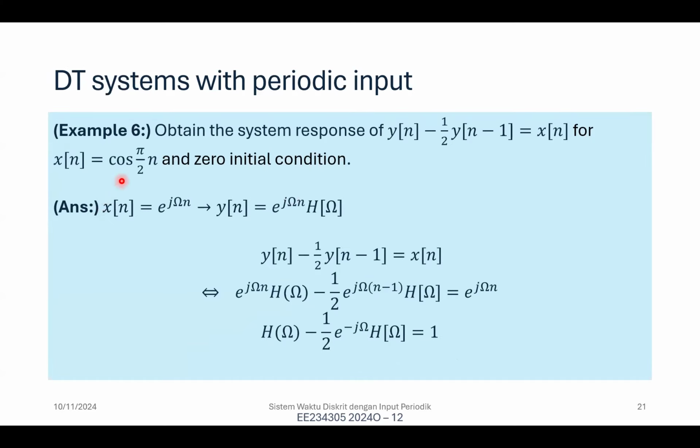Okay, so again, this is for periodic signals. For non-periodic signals, we will use the Fourier transform, the discrete-time Fourier transform, which will be discussed in the next meeting, so in the next class.